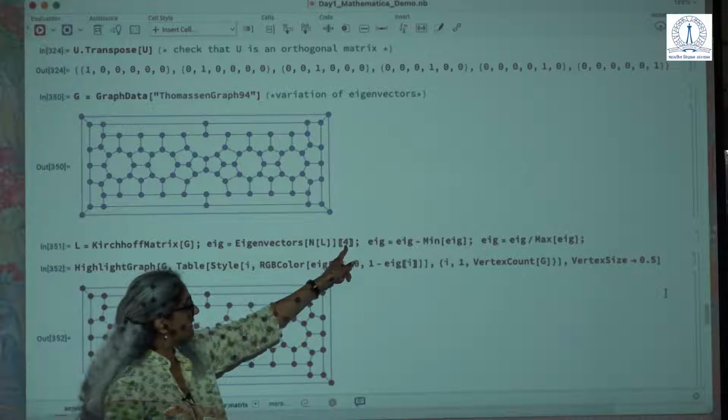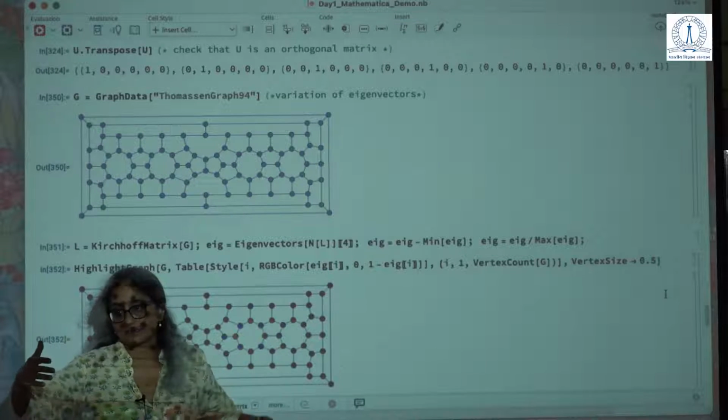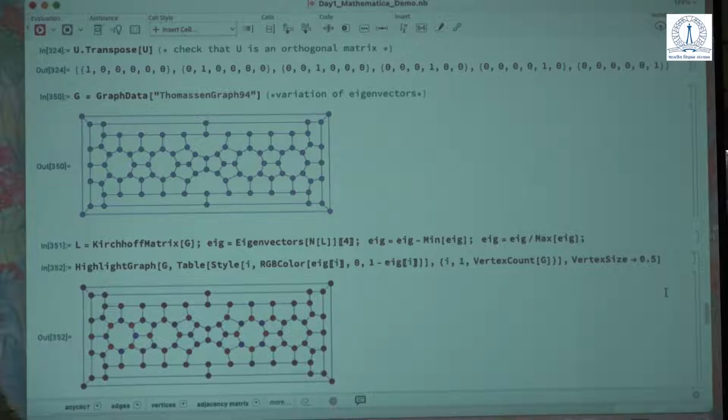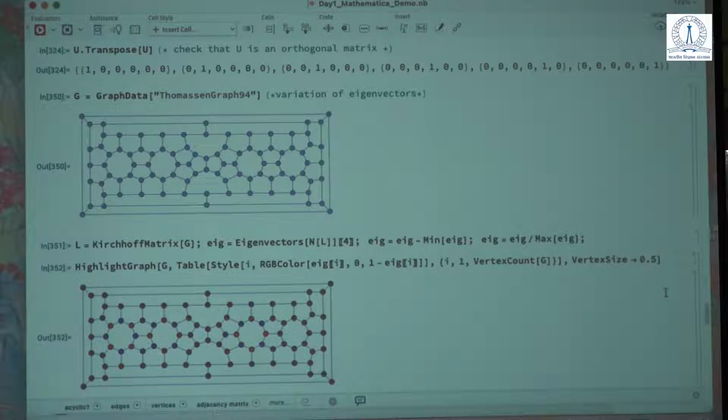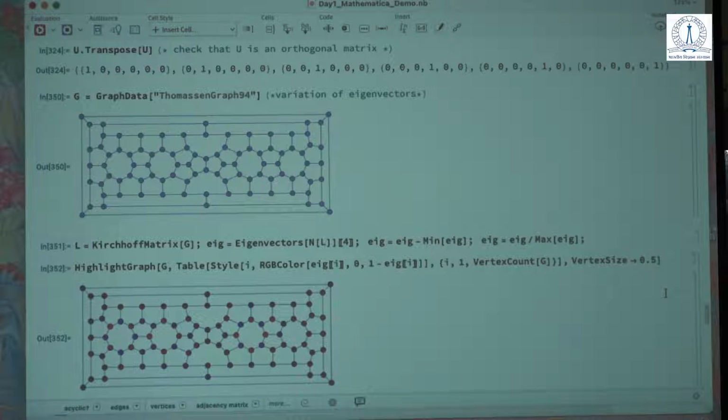So this 4 means I'm taking the 4th eigenvector in my mathematical list. So it corresponds to the 4th largest eigenvalue, okay? And the eigenvector corresponding to that. So if I write -1, then it's the last eigenvalue, which we know is 0. So that's why I did -2, which is the second last eigenvalue, which is really small.